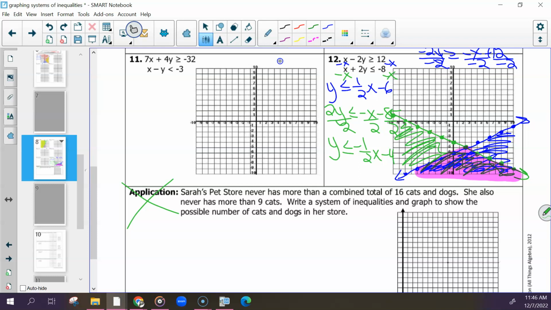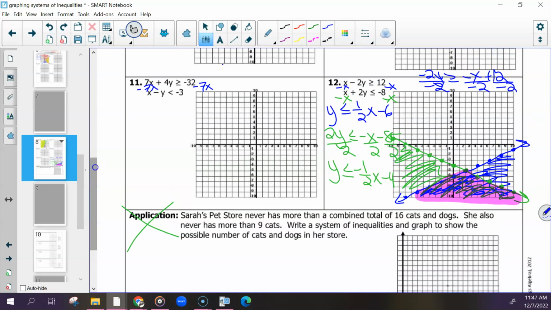Number 11. On the same page? Mm-hmm. Okay. For 11, we also need to solve these. So for the first one, subtract your 7x. You have 4y is greater than or equal to negative 7x minus 32. Divide everything by 4. So we have y is greater than or equal to negative 7/4 x minus 8.